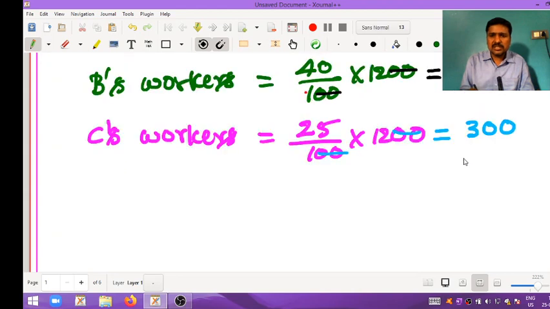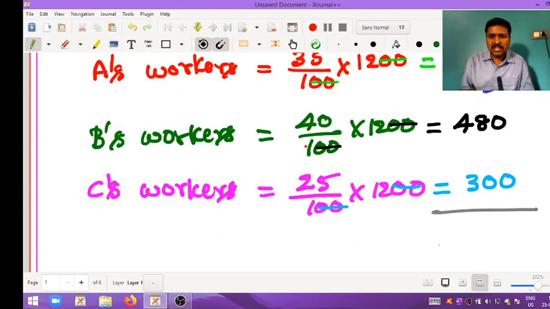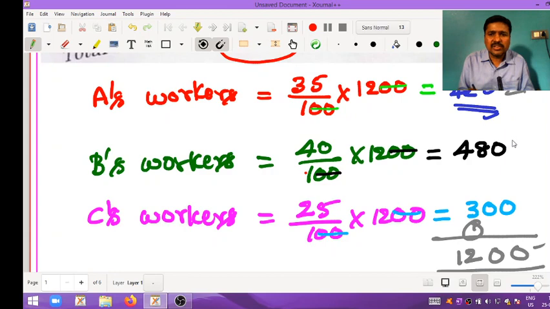For checking purposes, by adding all three we will get 1200. So 4 plus 2 is 6, 4 plus 8 is 12, and we get 1200. So company A has 420 workers, company B has 480 workers, company C has 300 workers. So that is the correct answer.